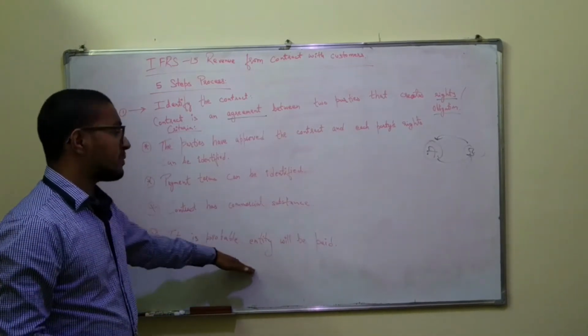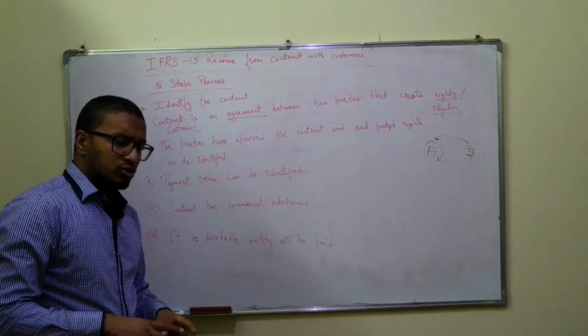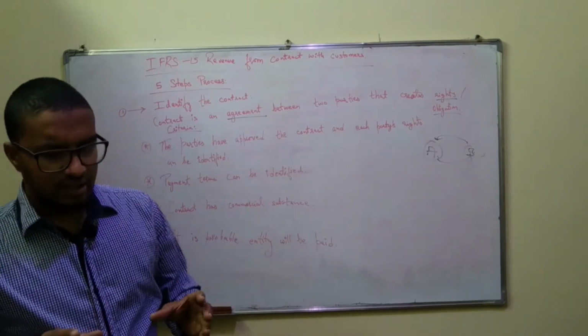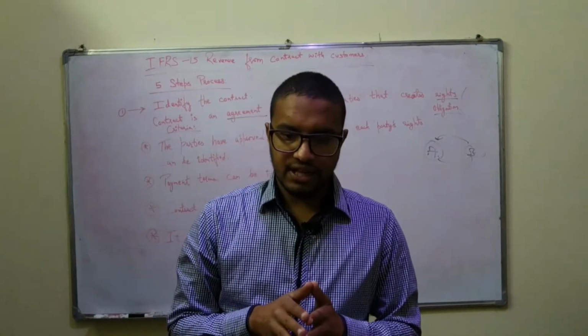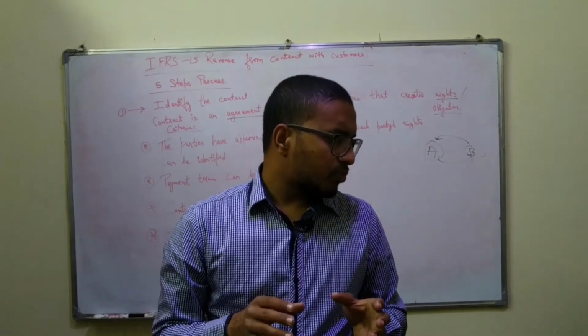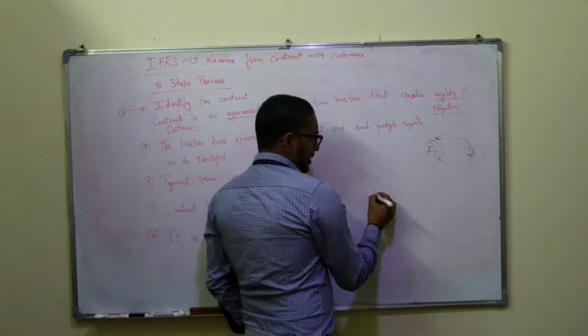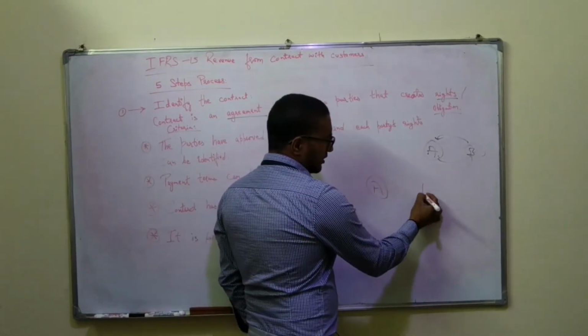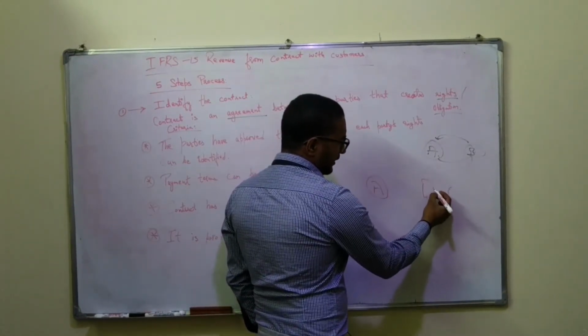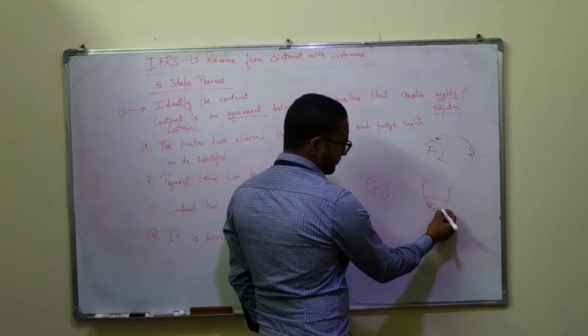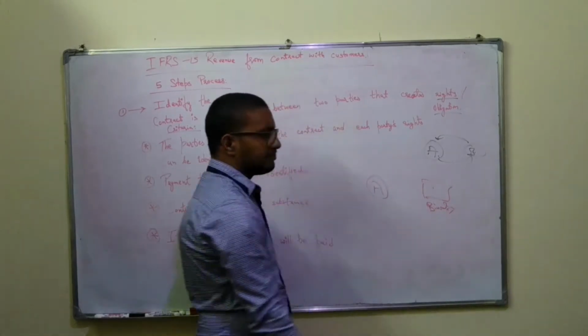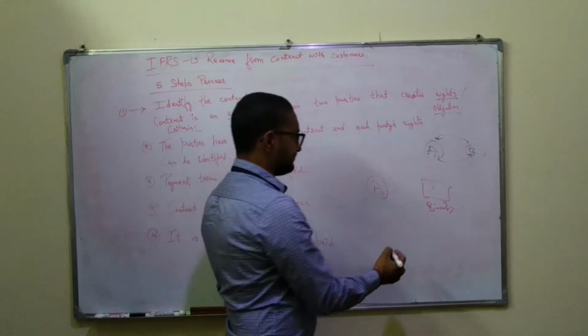And then it is probable that the entity will be paid. So suppose there is a contract, and then the provision of the contract is that A is given a task to construct a building, and the cost of the building is suppose 2 million.